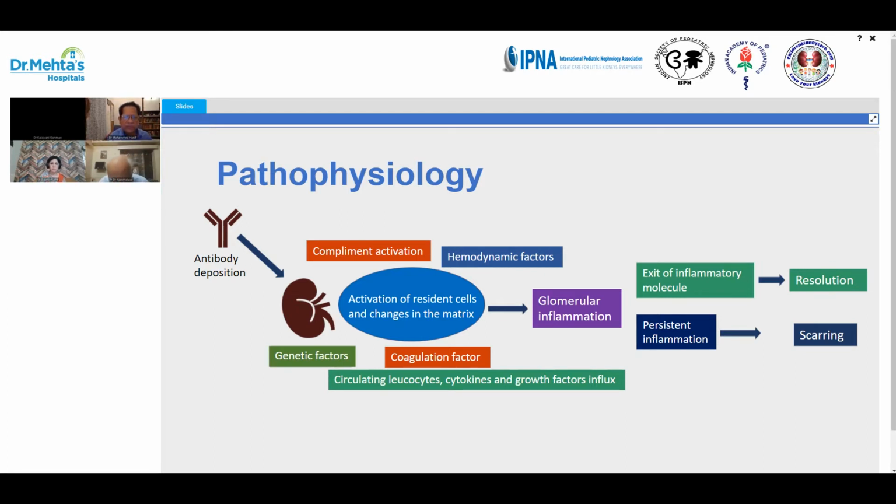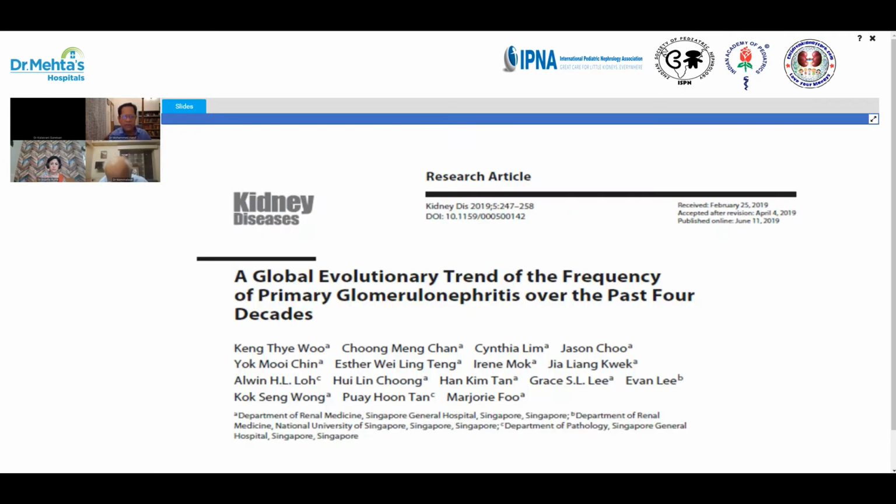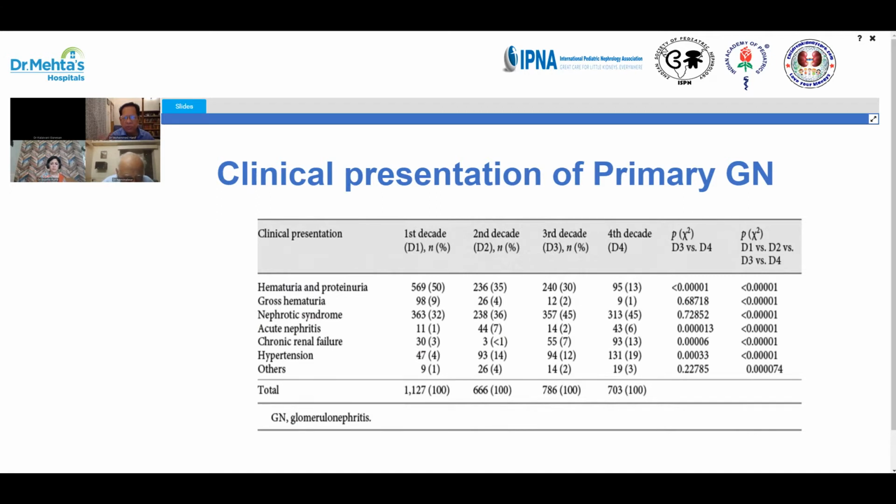Next, this is a study globally, from Singapore. They mentioned that the disease pattern of glomerular disease is changing because of genetic, environmental, and socioeconomic factors. Hematuria and proteinuria patients are decreasing in number, and more nephrotic patients and more chronic renal failure patients are increasing. This is a study over 4 decades with more than 3,200 participants.